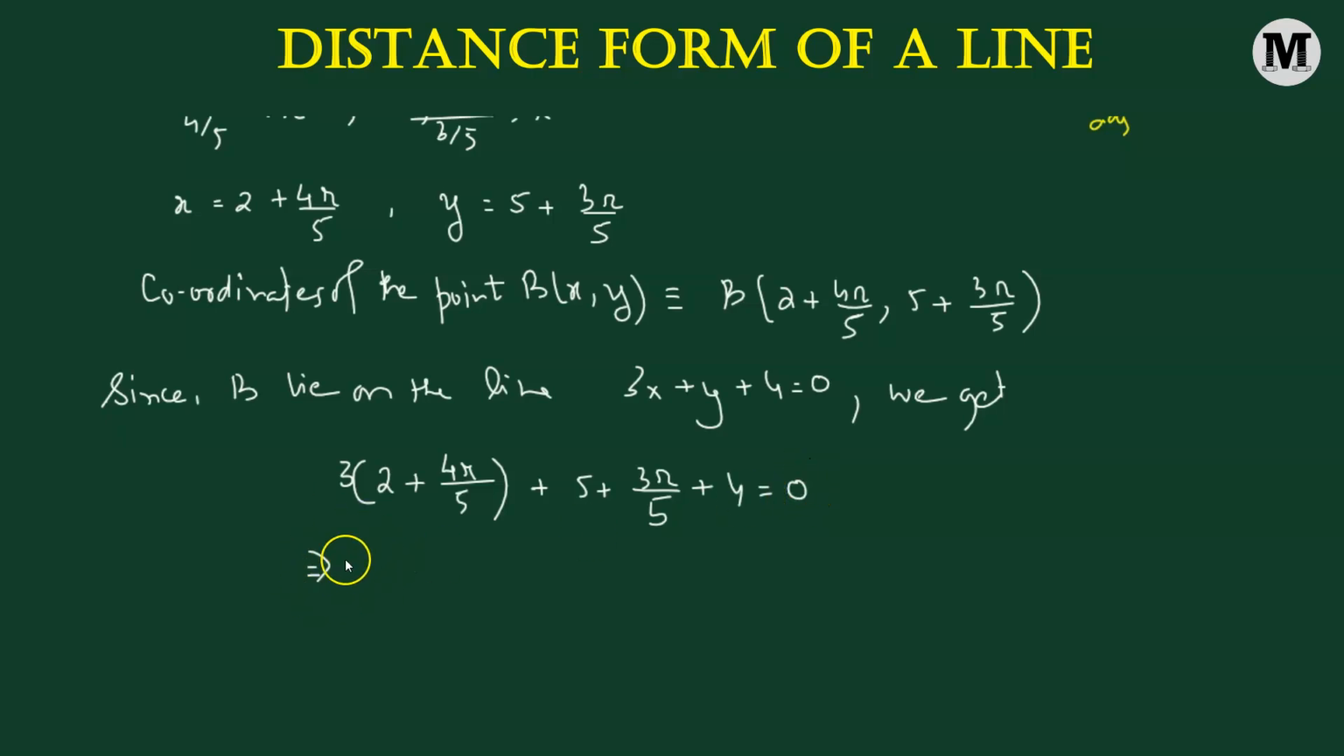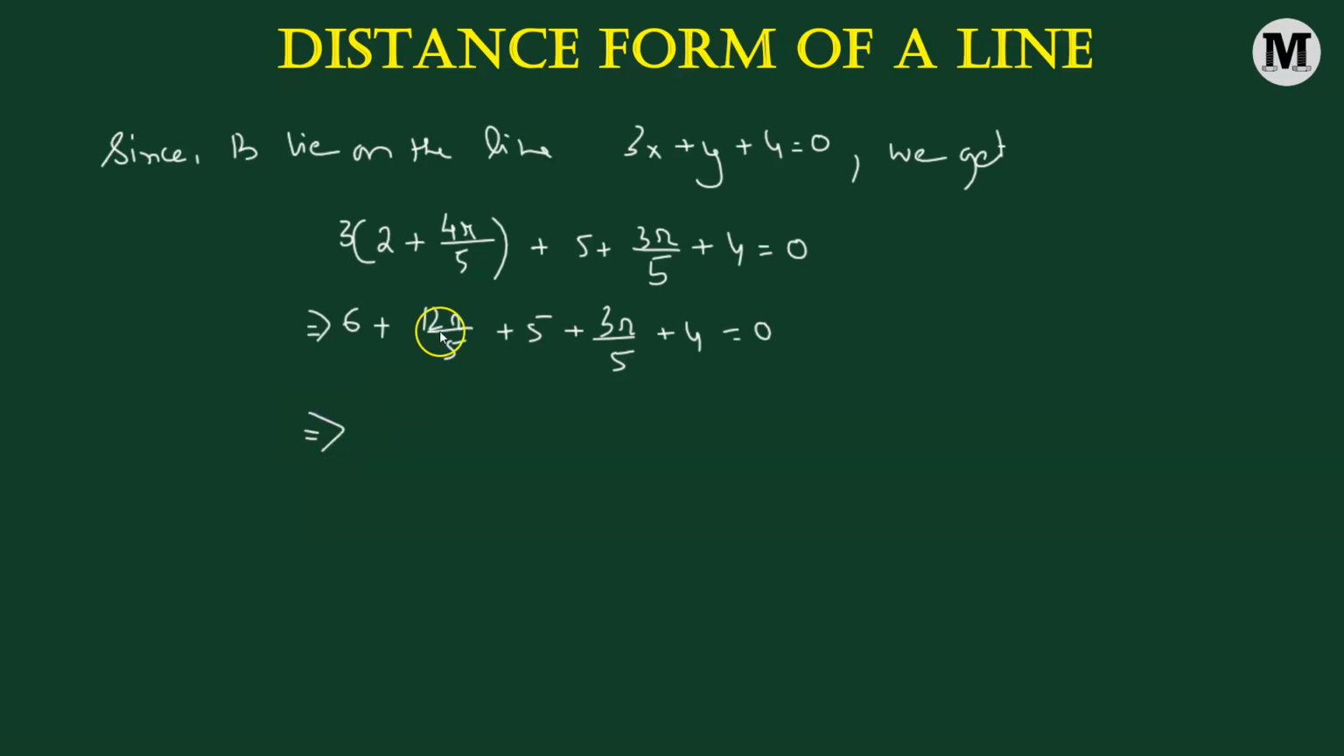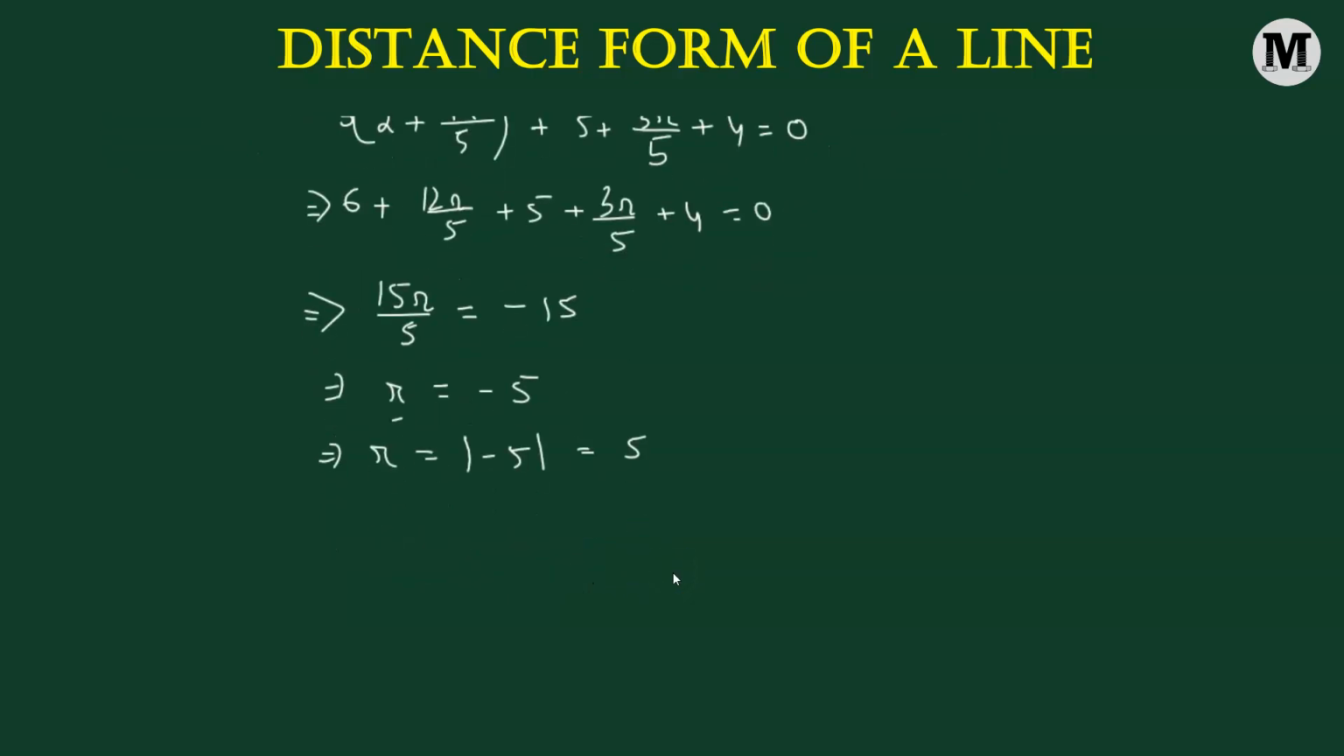Okay, so let's distribute 3. So we get 3 times 2, that's 6, added to 3 times 4r, so that's going to be 12r over 5, added to 5 plus 3r over 5 plus 4 equals 0. Okay, let's further simplify. We have 12r over 5 added to 3r over 5, so that's 15r over 5 equals, so 6 plus 4, that's 10, 10 plus 5, that's 15. So we'll transpose it to the right hand side to get negative 15. So this is going to give us r equals negative 5, but r is a distance. So we're going to consider only the magnitude. So magnitude of negative 5 is going to give us positive 5. In other words, we have successfully obtained the length of the line segment AB, which comes out to be equal to 5 units.